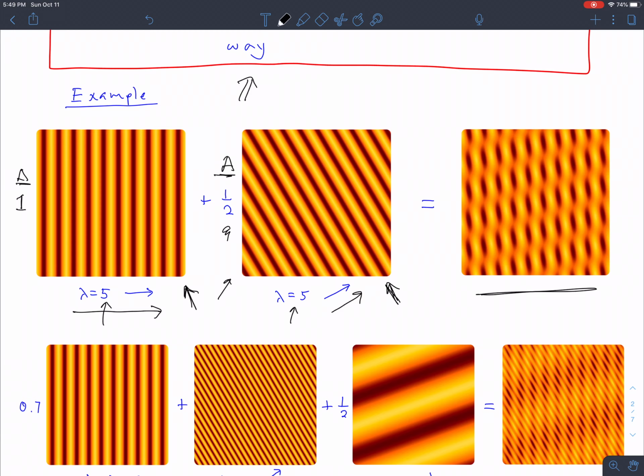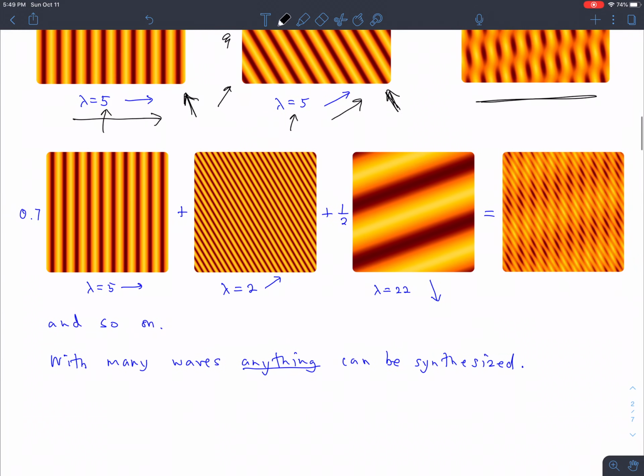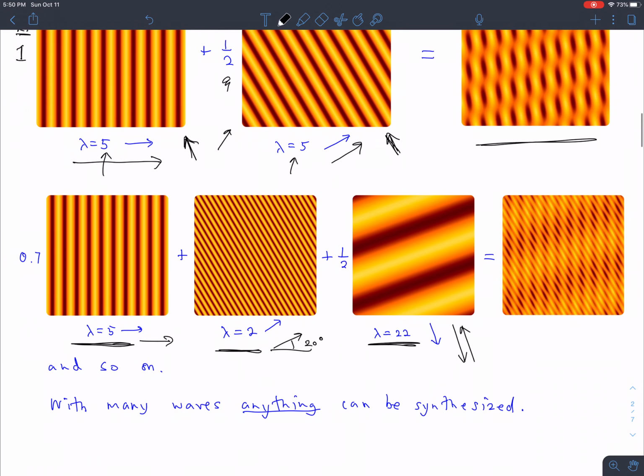It's much more complicated than either of the two waves alone, and you can continue to add more waves and get more complicated things. Here's an example with 3 different waves. Again, one wavelength of 5 traveling in the x direction, another wave, shorter this time, traveling at about 20 degrees to the x direction, and then a third wave traveling along the same line, in either direction, which has a much longer wavelength of 22. Superimpose all those and you get this pattern. You can see easily that as you start adding more and more waves with different wavelengths, directions, and amplitudes, you can get very complicated patterns.